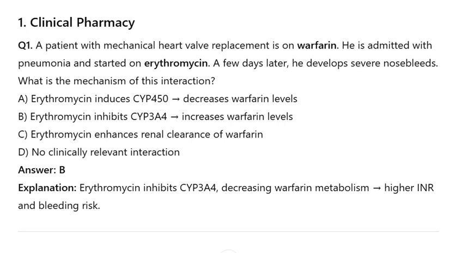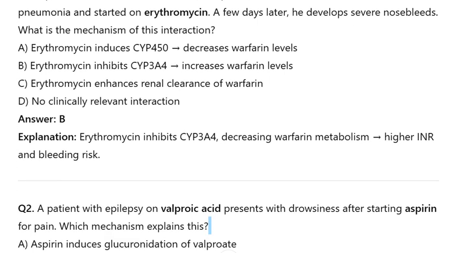A. Erythromycin induces CYP450, decreases warfarin levels. B. Erythromycin inhibits CYP3A4, increases warfarin levels. C. Erythromycin enhances renal clearance of warfarin. D. No clinically relevant interaction. Answer B. Explanation: Erythromycin inhibits CYP3A4, decreasing warfarin metabolism, causing higher INR and bleeding risk.